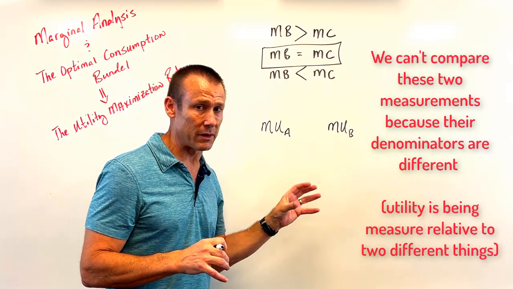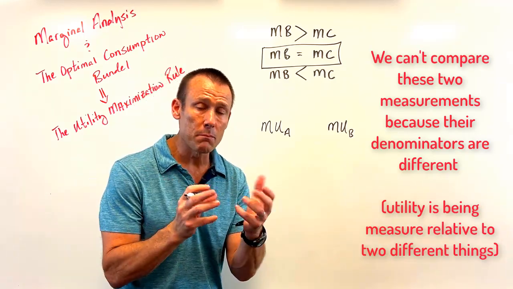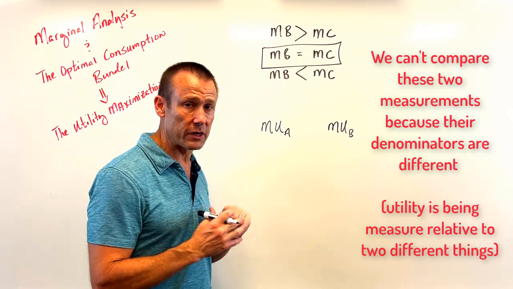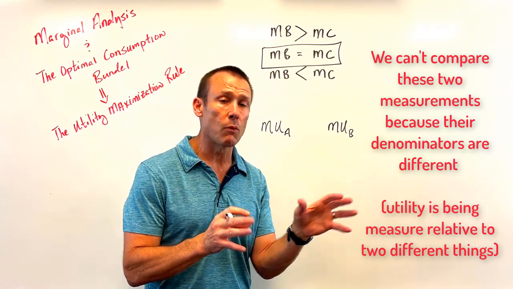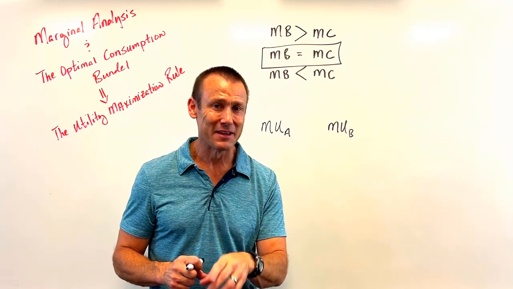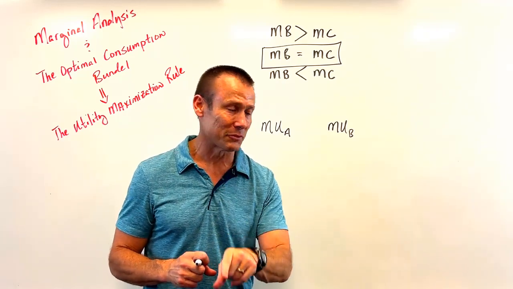Why can't we compare these? Because the one more is different. This is one more of good A. This is one more of good B. We need the one more to be the same thing. Now, if you're not with me, you will be in just a couple seconds.